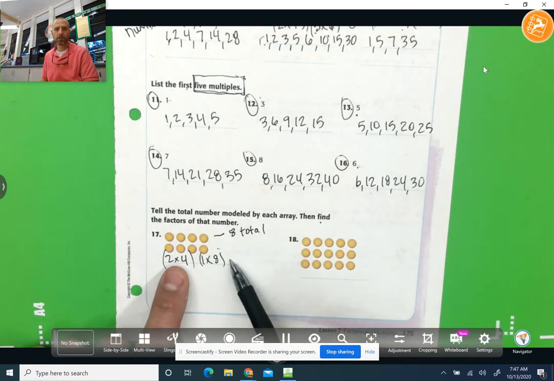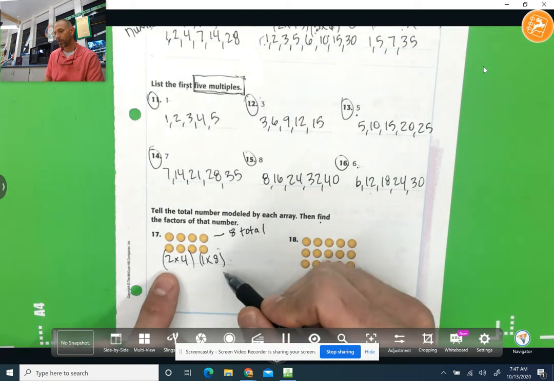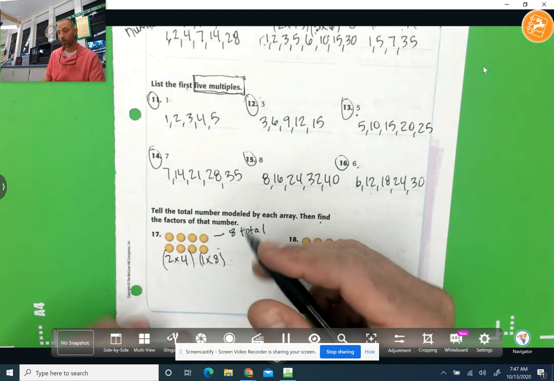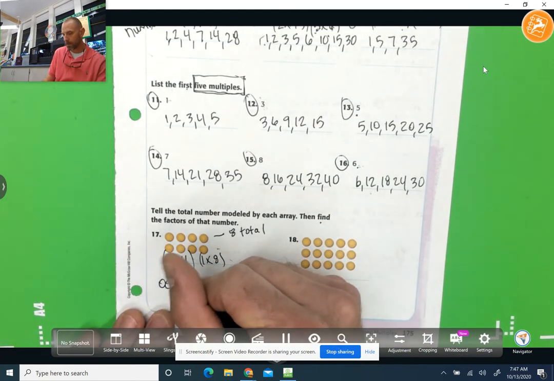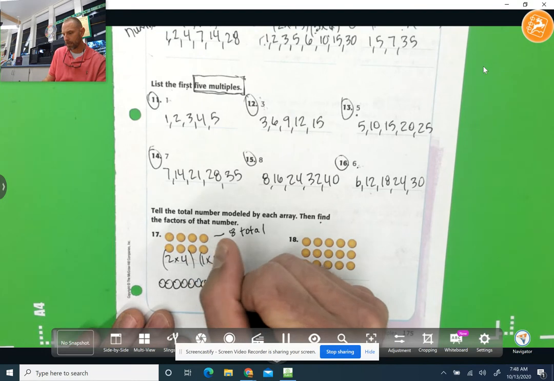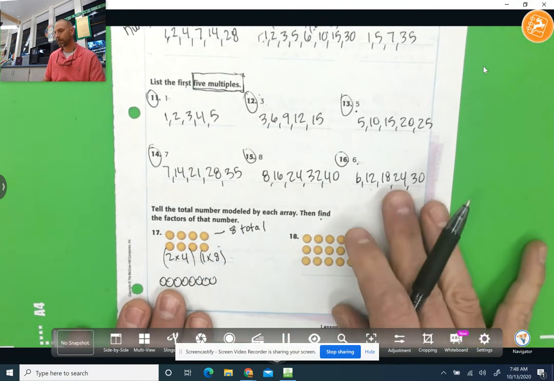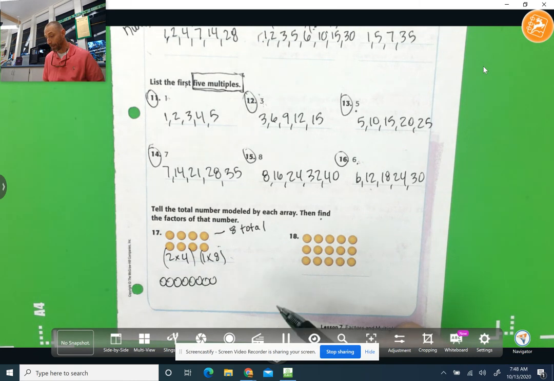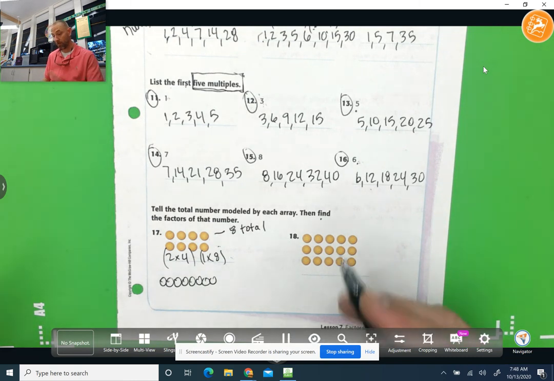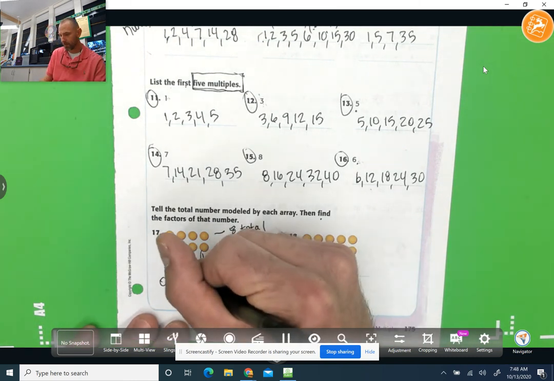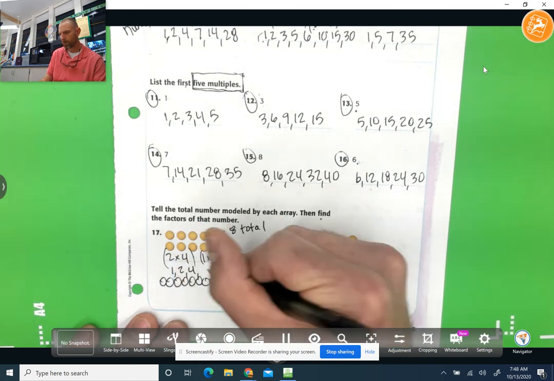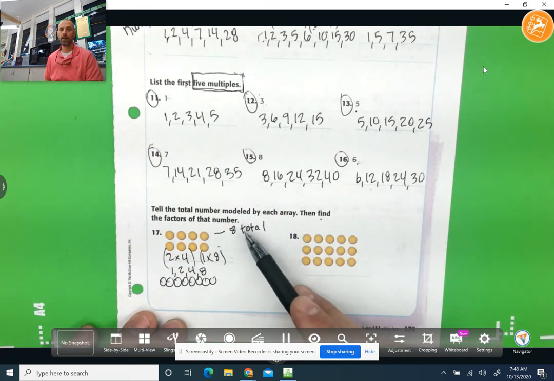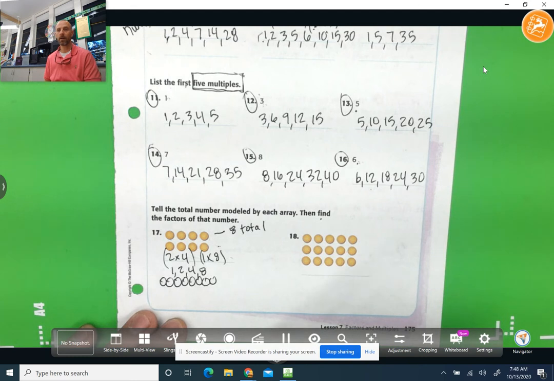We've got the factors of 8. So you can either do 2 groups of 4 or 1 group of 8. All right. That's the way that you can organize those arrays. So we'll list it from least to greatest: 1, 2, 4, and 8. 8 is definitely a composite number.